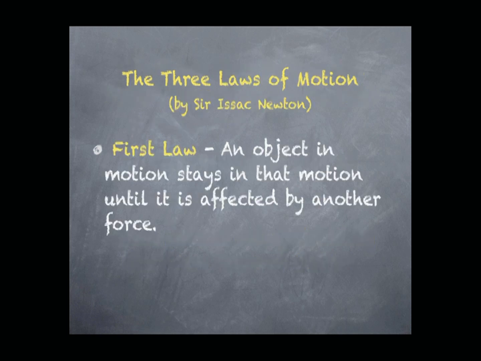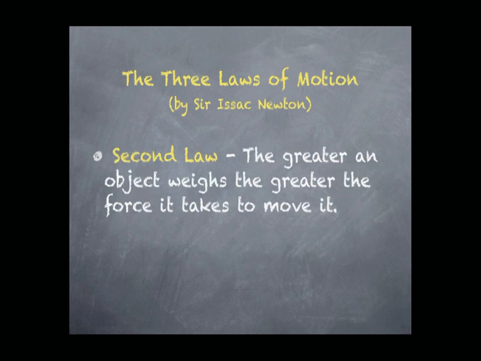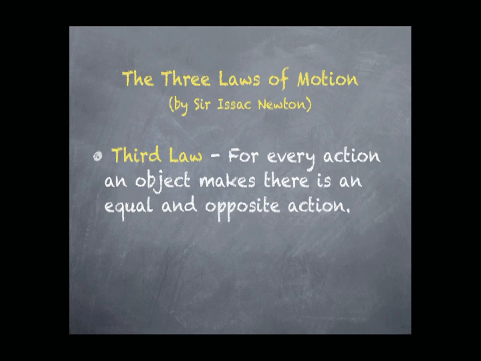The first law of motion that Isaac Newton created or described for us in the 1600s is an object in motion stays in that motion until it is affected by another force. The forces predominantly affecting gymnasts are gravity and a little bit of friction. The second law of motion is the greater an object weighs, the greater the force it takes to move it. And the third law is for every action an object makes, there is an equal and opposite action.